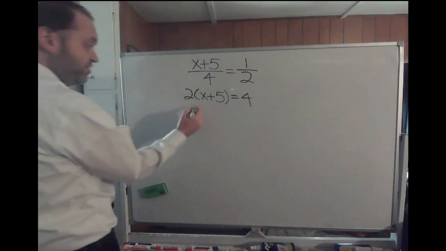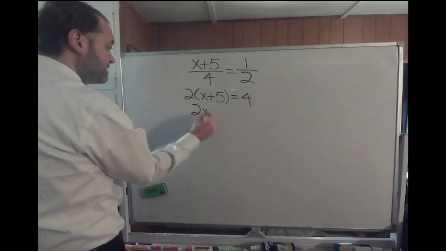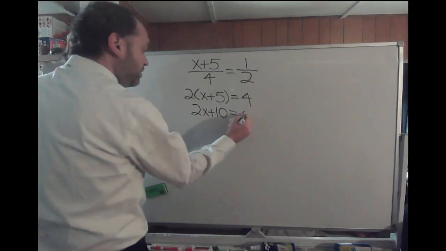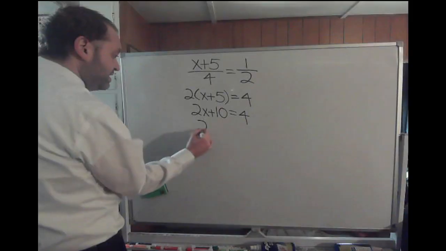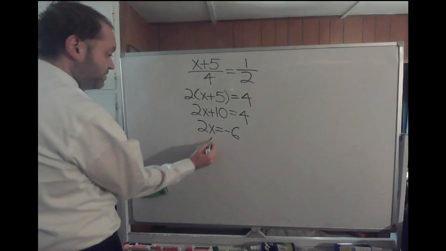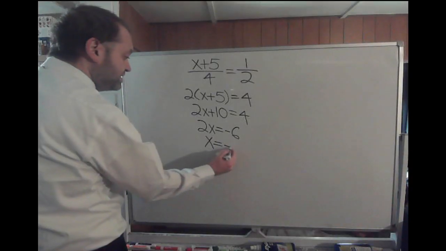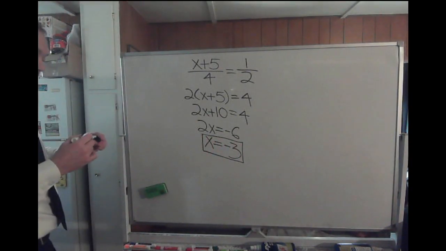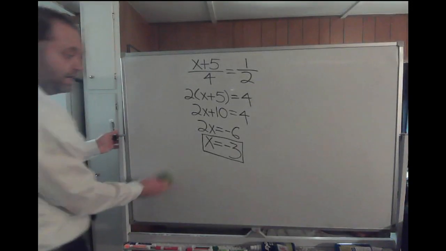Let's do the distributive property on the left. You get 2x plus 10 is equal to 4, which would then just give you that 2x equals negative 6, which would then give you that x is equal to negative 3. So the value of x that you should get would in fact be negative 3.